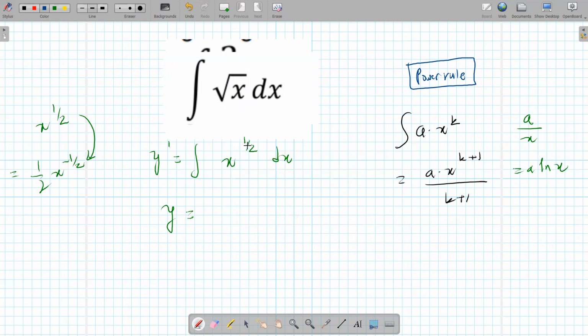You need to add 1 to this. What's 1 over 2 plus 1? It's 1.5, right? Which is 3 over 2. And then you're going to divide this by this new exponent, 3 over 2, plus c. That's it. Again, we're just using this formula right here. Add 1 to the exponent, and whatever that new exponent is, you're going to divide it by that exponent as well.